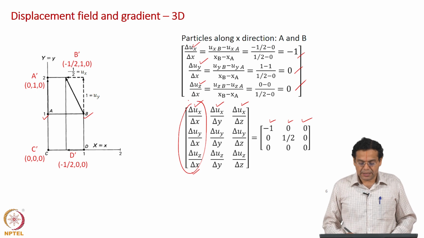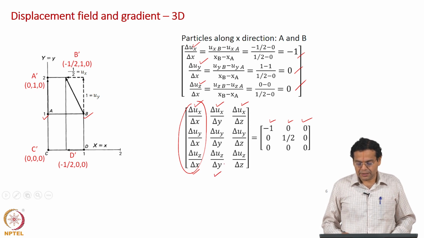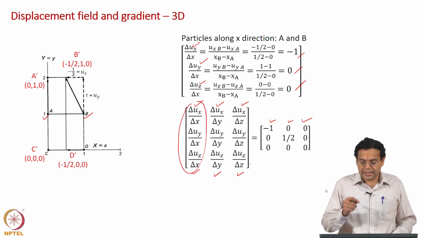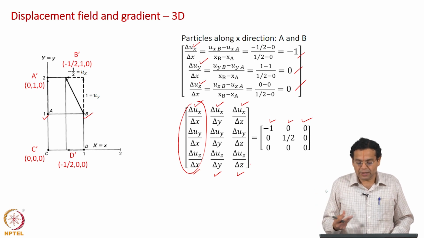What it means is, if you look at a column, it corresponds to the difference in displacement in the x, y, z directions for two particles along the x direction, and the second column tells the same thing for two particles along the y direction, and the third column tells about particles along the z direction. If you take one row, it tells about change in x displacement for particles along the x direction, y direction, z direction. So, why did we arrange it like this?